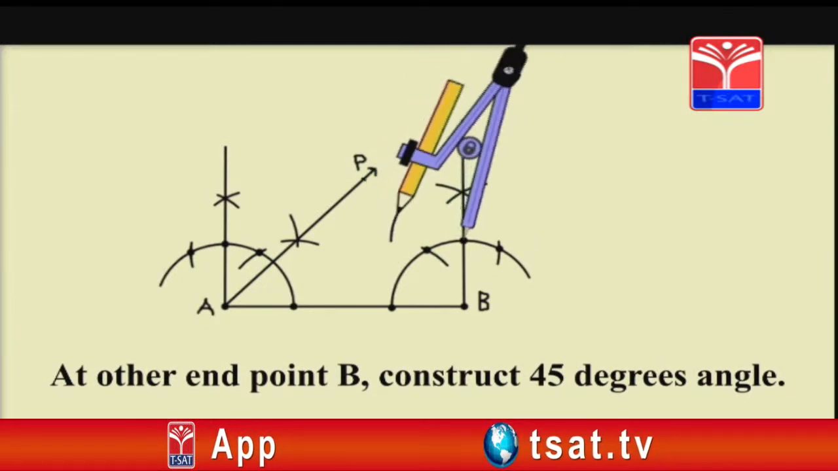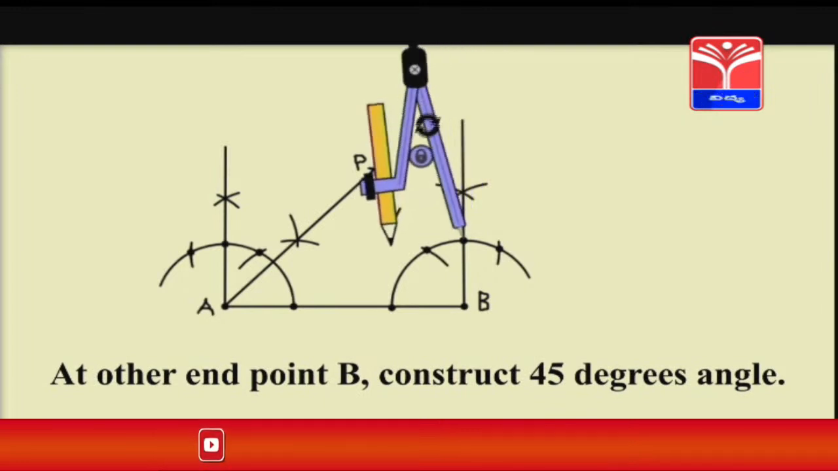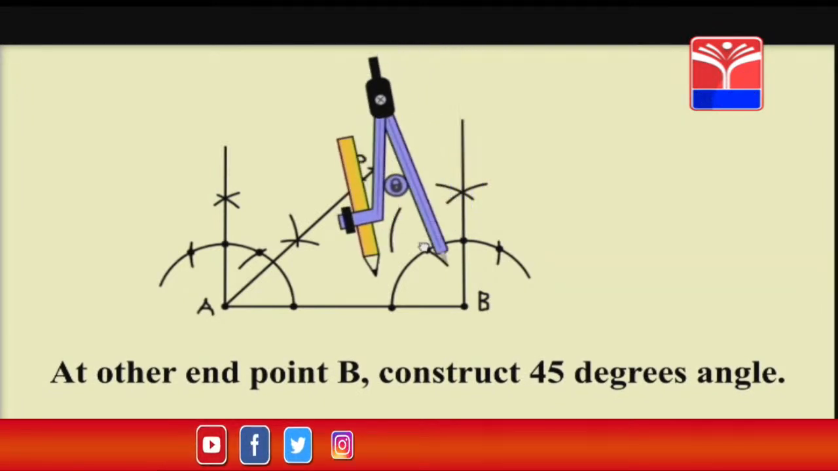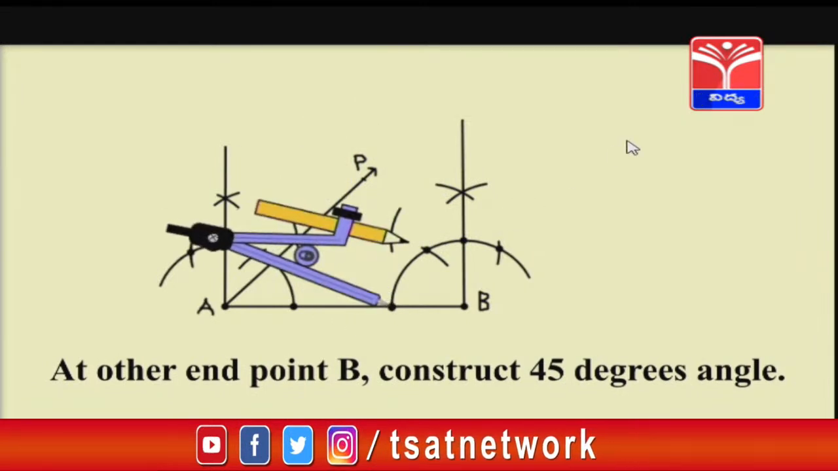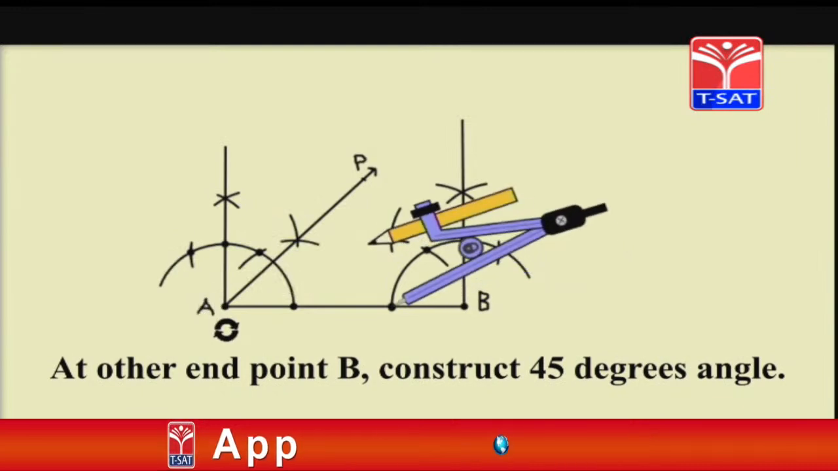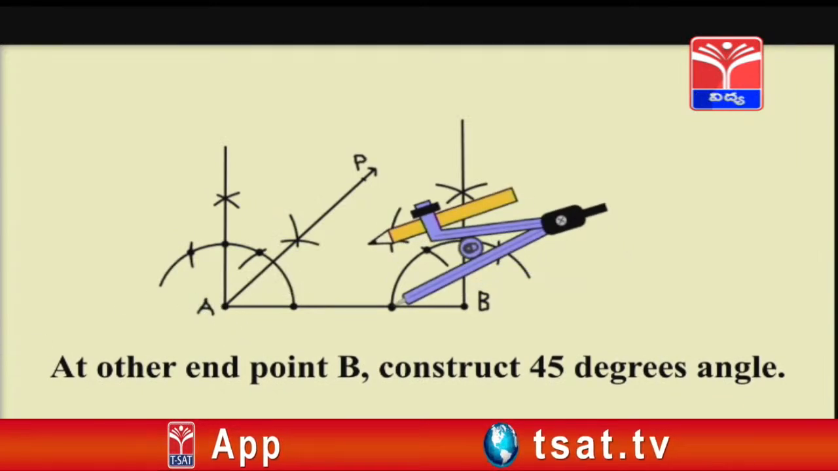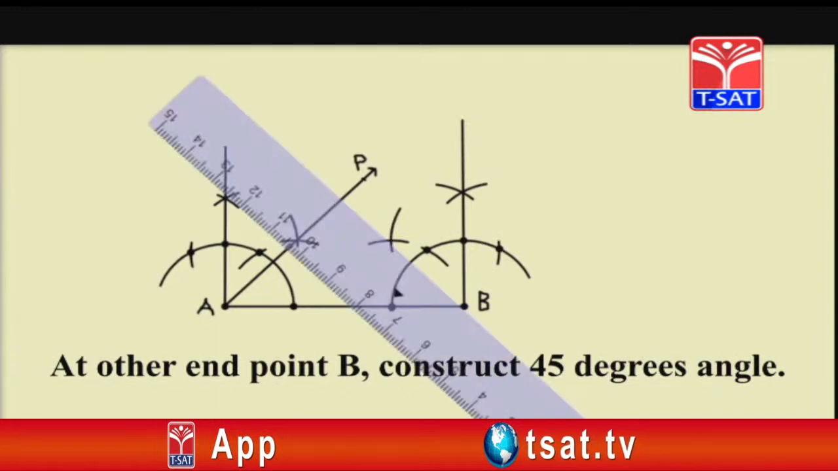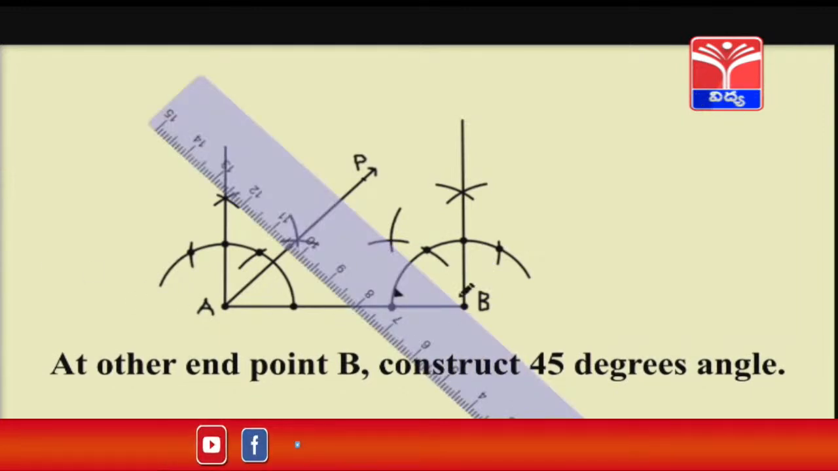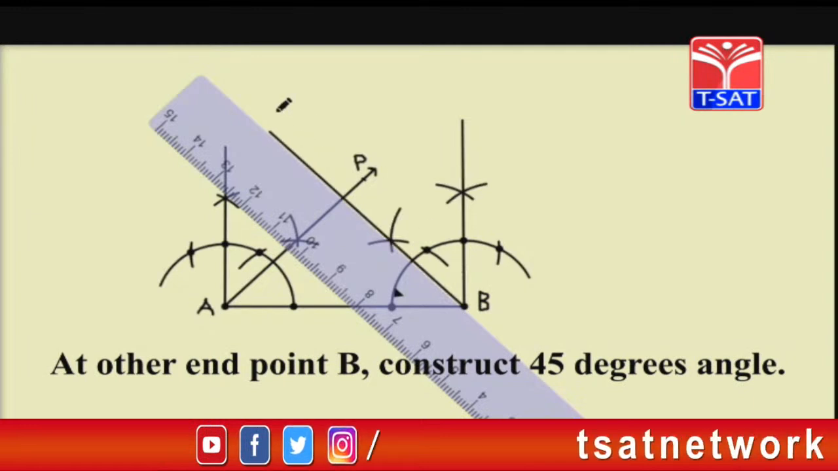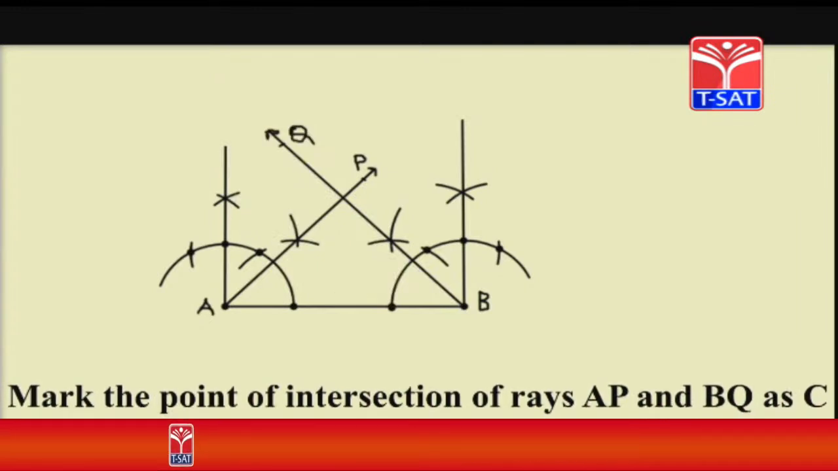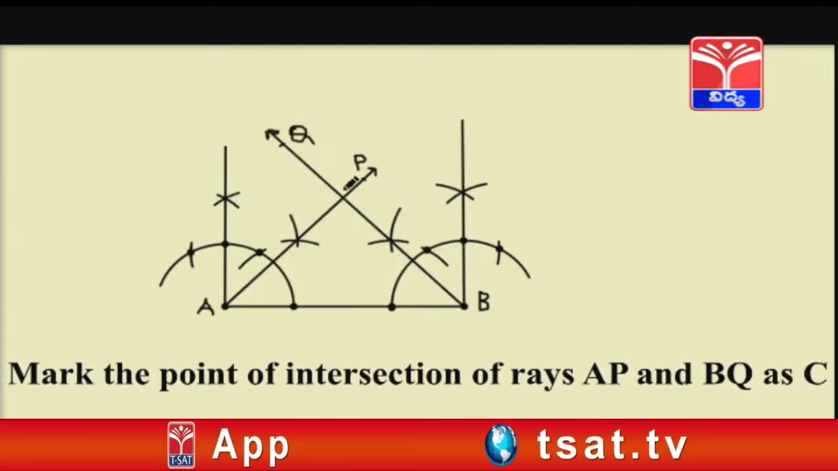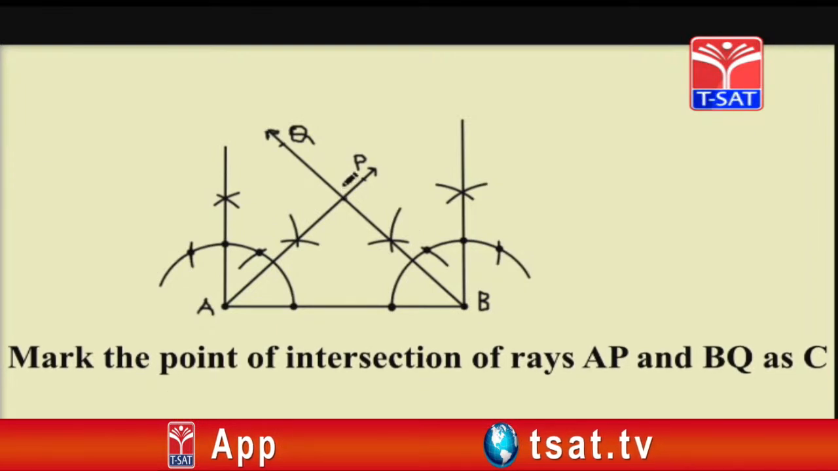So, let us bisect it as what we have done in the previous case. So, draw an arc from this point of intersection, and again from this point we are going to draw one more arc to intersect the previous arc. So, you can notice both the arcs are intersecting now. Now, join point B with the point of intersection of arcs using the ruler. So, we are going to draw a ray and extend. Now, mark this ray as BQ. Okay. Now, this ray BQ and AP both are intersecting at a point. Now, mark this point as C.